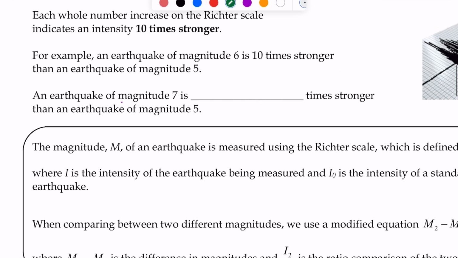So if I have an earthquake that has a magnitude of 7, how much stronger would it be than an earthquake of magnitude 5? Well, I am moving 2 spaces on the scale. So essentially, you are 10 times 10, because every time you go up 1, you are increasing it by a factor of 10. So a magnitude 7 earthquake is 100 times stronger than a magnitude 5 earthquake.